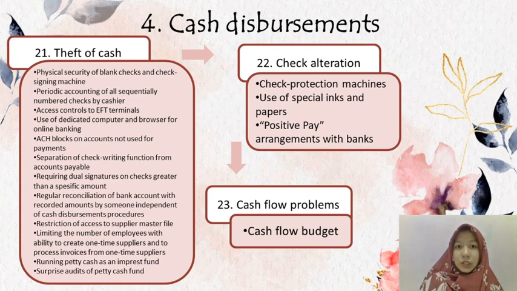Next is check alteration. The solutions are check protection machines, use of special inks and papers, and positive pay arrangements with banks. And last is cash flow problems. The solution is cash flow budgets.